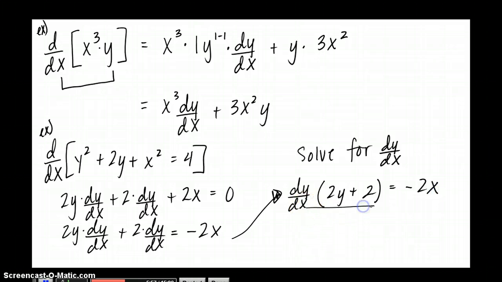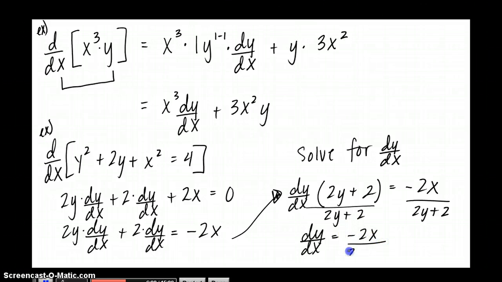And then my last goal to solve for dy dx, I'm going to divide both sides by that 2y plus 2. And the last simplification that I can make, I can divide each term by 2. So I'm going to write that as negative x divided by y plus 1.